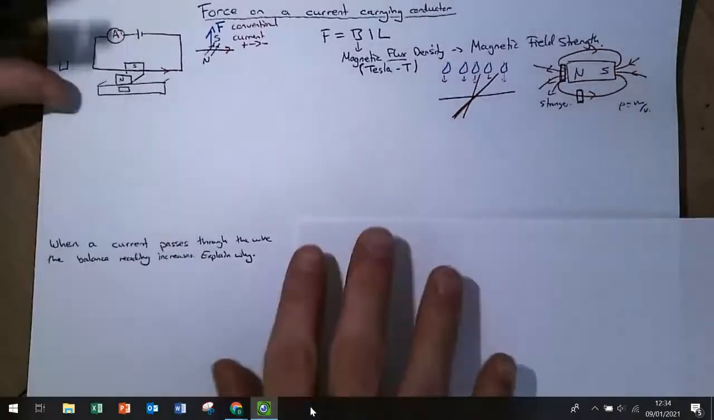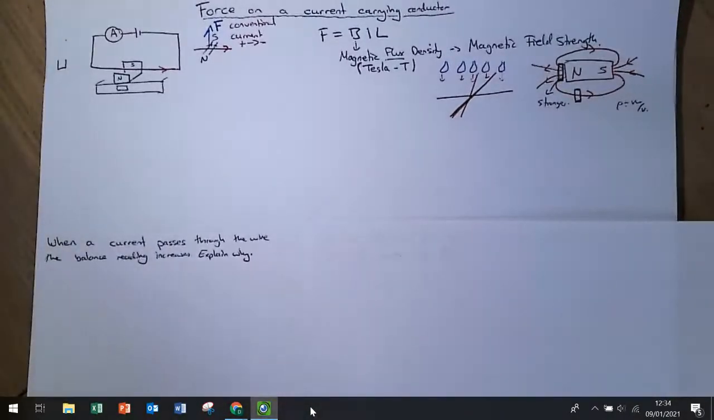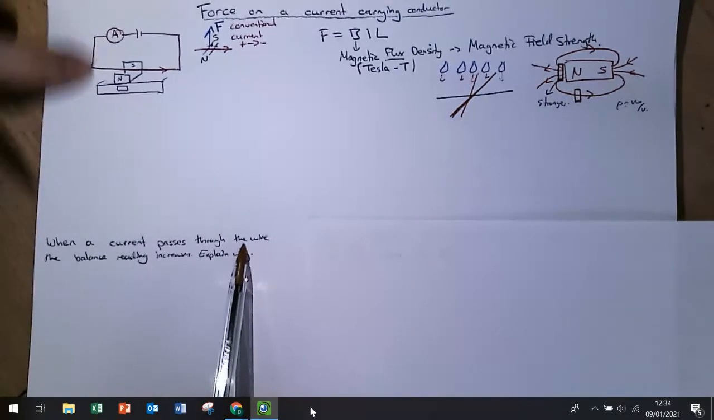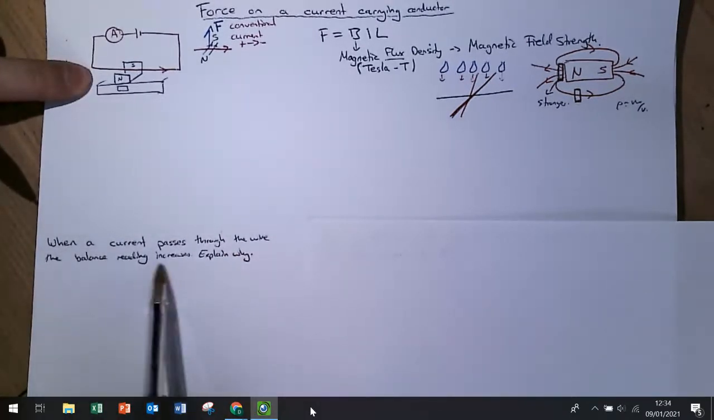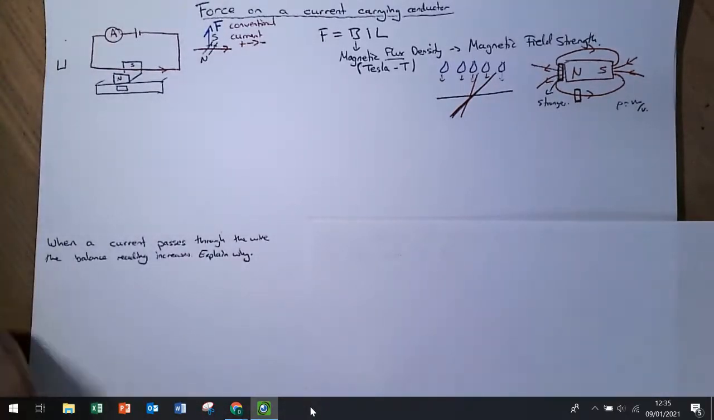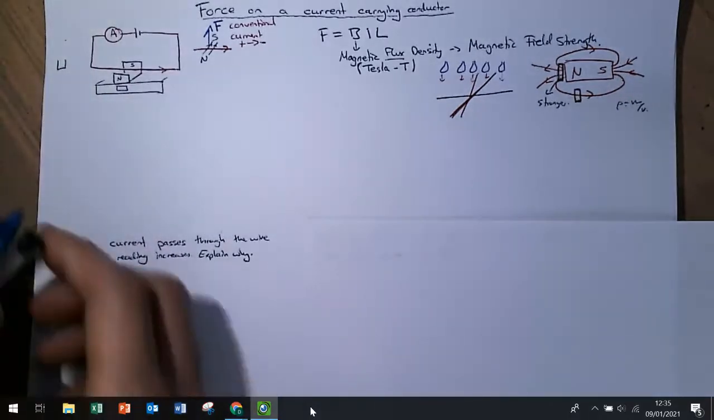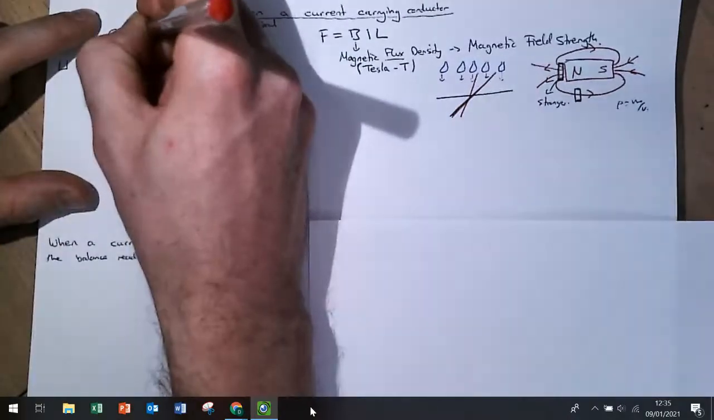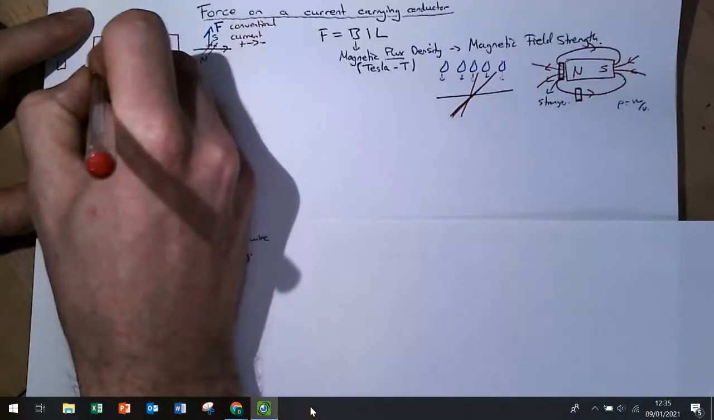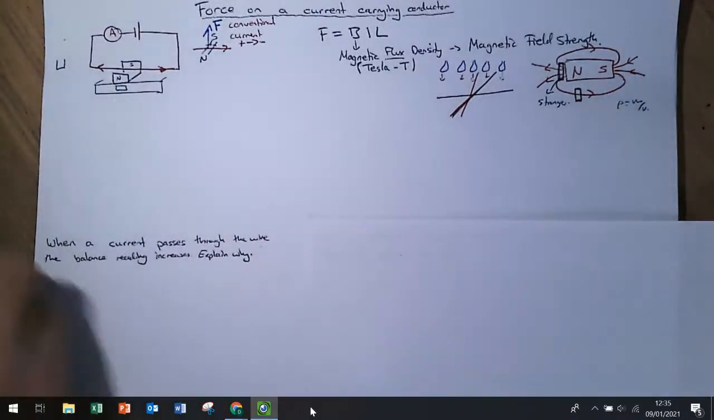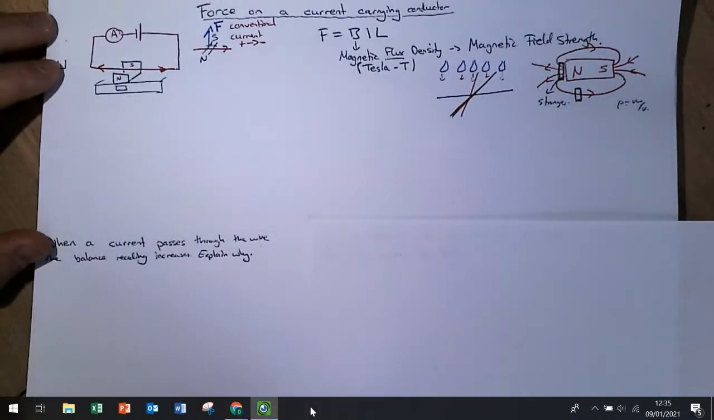So a common one is just to explain the situation. When a current passes through the wire, and we're talking about this situation here, that will usually be a diagram, the balance reading increases. Explain why. Now, the way I've drawn this diagram, we've already said the force is up. So actually, there should be a slight change here. We should reverse the direction of current, and then the reading will increase. So this is a fairly standard answer, and we should really run this home with students.